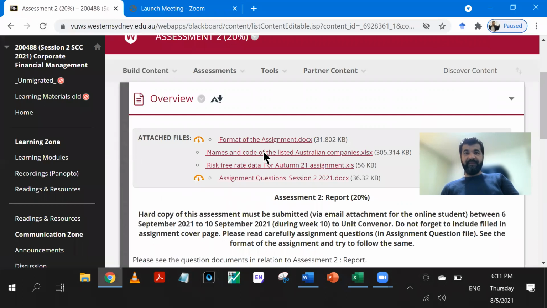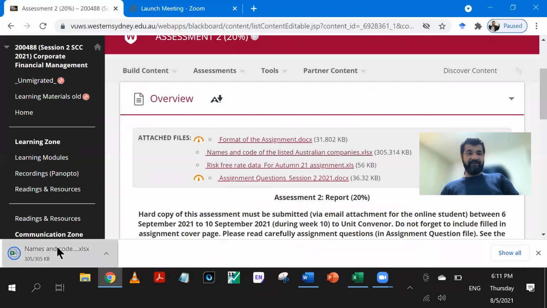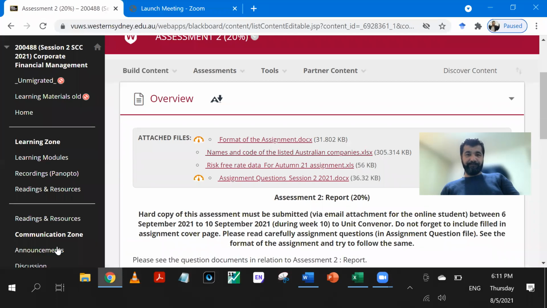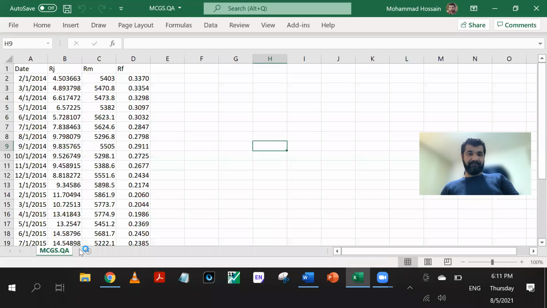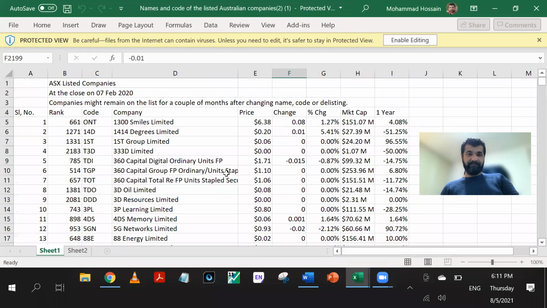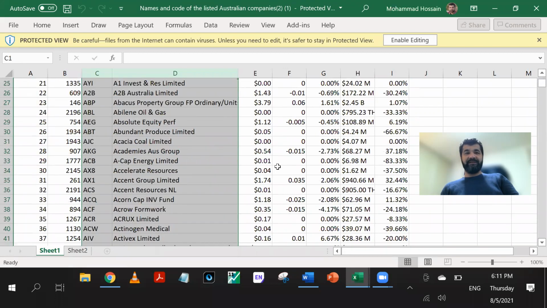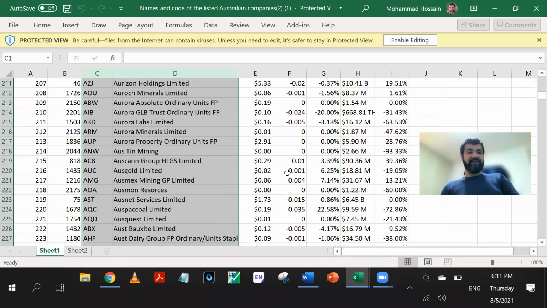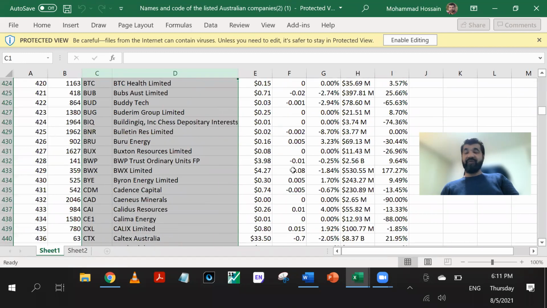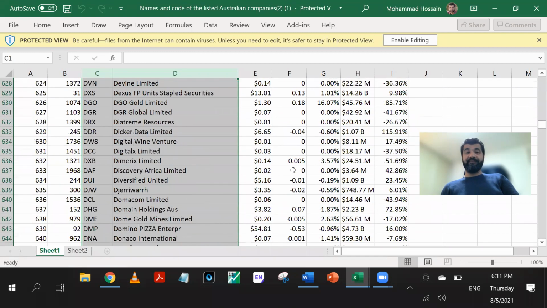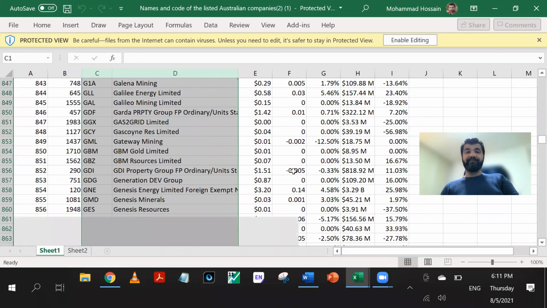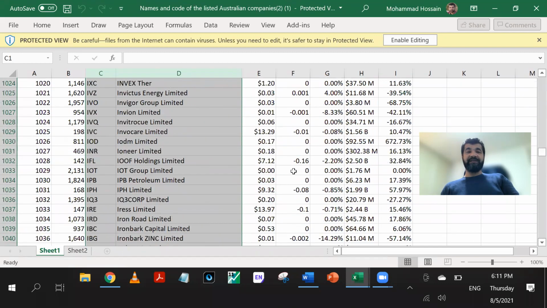Name and code of the listed Australian companies. You have it here. Here is the companies here. You choose any of the companies you need. Okay. So code, here is the code. Here is the name of the company. And this is the thing. It's nice. So there are about thousands of them there. Choose anything you need. Okay. Any other questions for me, guys?